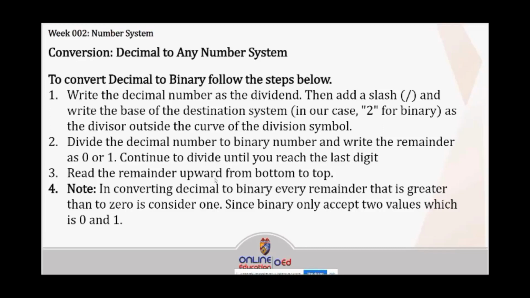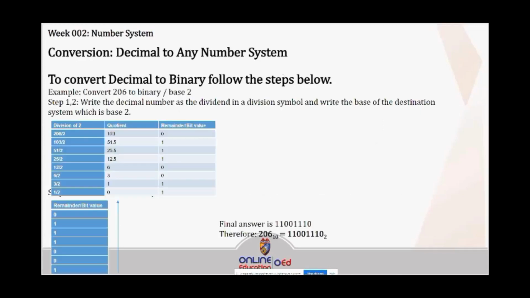Why? Because binary accepts either 0 or 1, no 0.5, no 0.2, no 0.3. And then after that, you are to read the remainders upward from bottom to top. Okay, so now, let's do the conversion from decimal to binary. As I have mentioned, since the base of binary is 2, we are to divide it by 2. Our value now is 206.